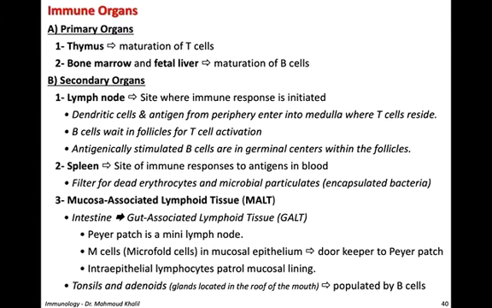Here's this slide to remind you of the different immune organs. We already mentioned it in the first lecture. You have primary and secondary. The primary are the thymus and bone marrow, while the secondary are the lymph node, spleen, and MALT.